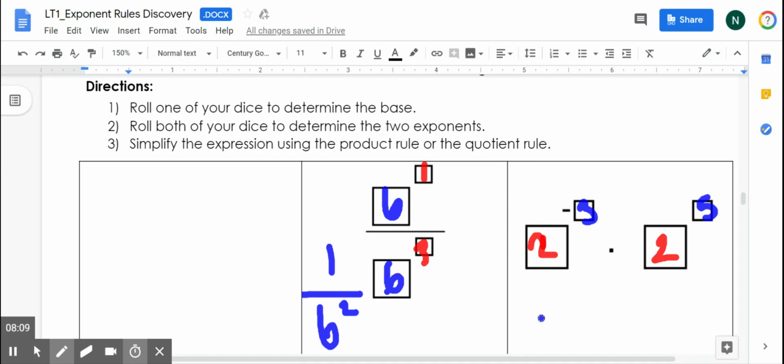This one, when we multiply, we actually add our exponents. So we have -3 plus 5, which is 2. So we actually have 2 to the second power. Okay, so go ahead and practice this with your partner. If you get done with the worksheet, then you may start your homework.